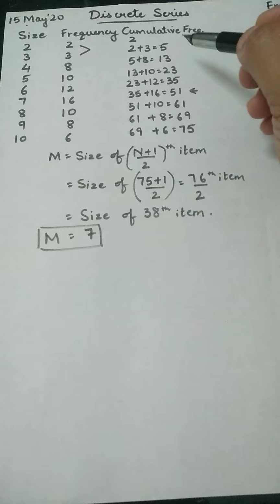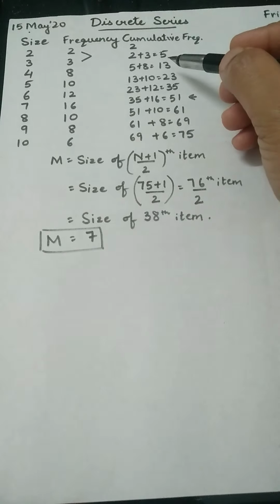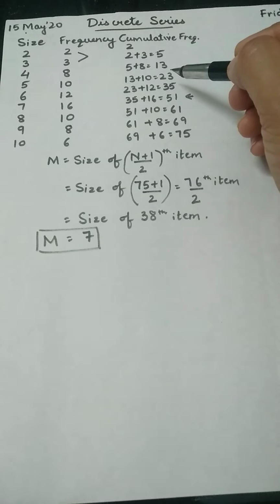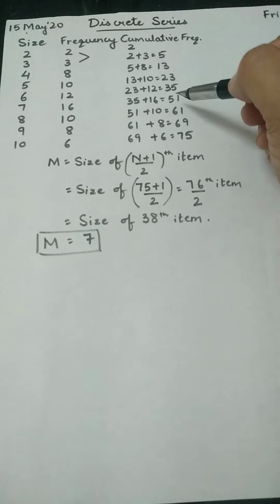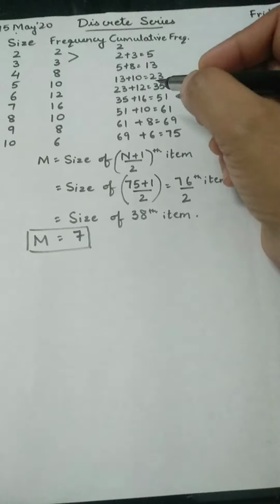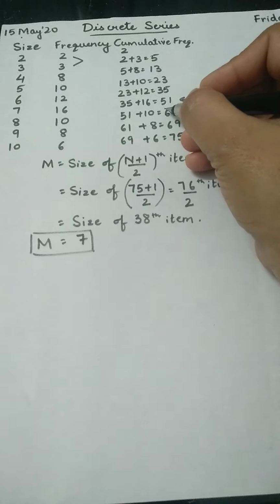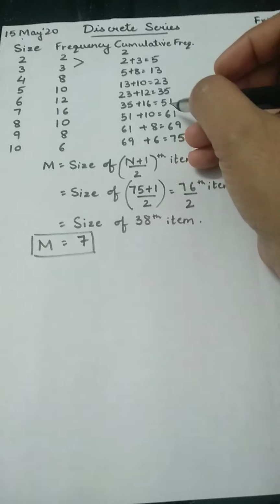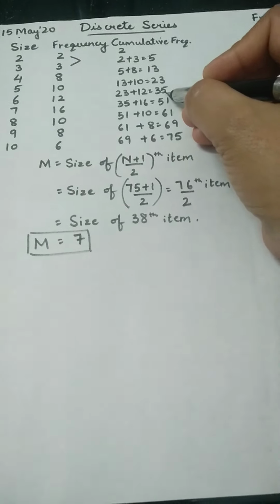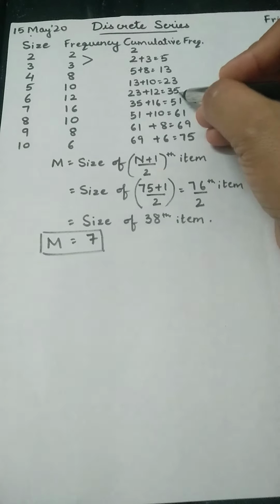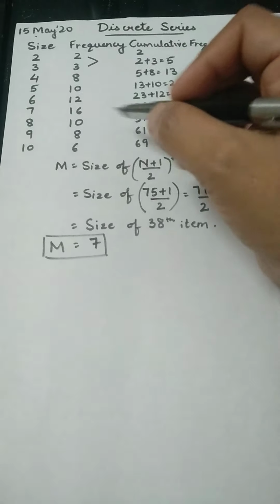We will go to the cumulative frequency series. So under 5, the 38th item can't lie. Under 13, again it will not lie. Similarly for 23 and 35, the 38th item cannot be found. But the 51st item is more than 38, isn't it? So that means our median will be located under this series. Over here in the preceding class it is 35, which is less than 38, and in the next it is 51, which is more than 38. So the median will lie over this series.